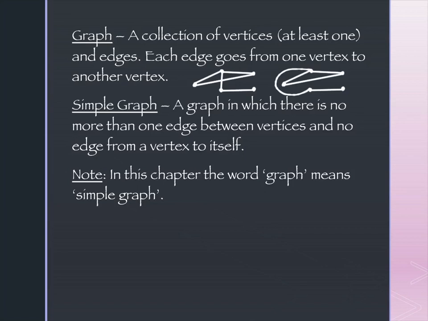But the edges can only connect two of them. Simple graphs describe that. So this is a graph in which there's no more than one edge between vertices, and no edge from a vertex to itself. So these are the non-examples. These are the things that do not work. So you cannot have 2 vertices that are connected by 2 edges. This is a no-no. This is not a simple graph.